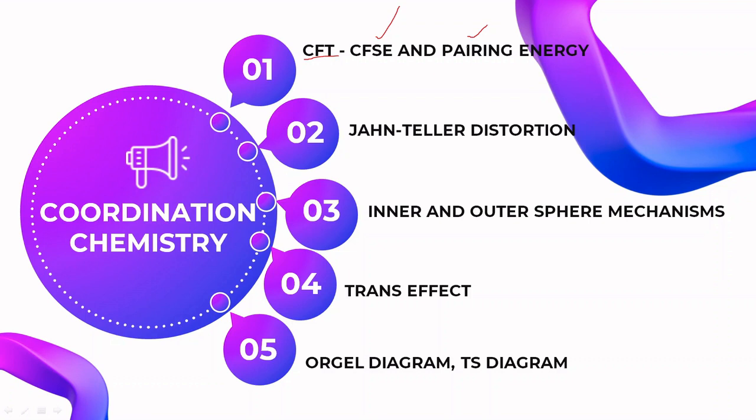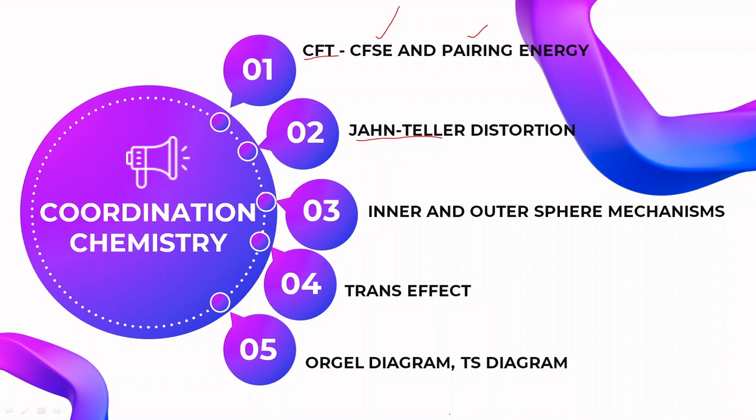Then move on to Jahn-Teller distortion. In Jahn-Teller distortion, you should know when you can expect compression and expansion in the complexes. That is Z-in, Z-out distortions. You should also learn inner and outer sphere mechanisms. Then you have to learn about the trans effect. You should also know about the spectrochemical series.